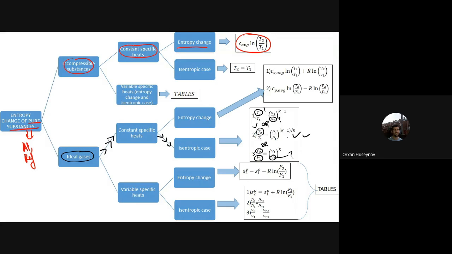So with the second formula, we will find T2. And with this formula, we will find V2. You see, the second formula will help us to find the temperature at the second stage, and the third formula will help to find the volume at the second stage. Let's do it.